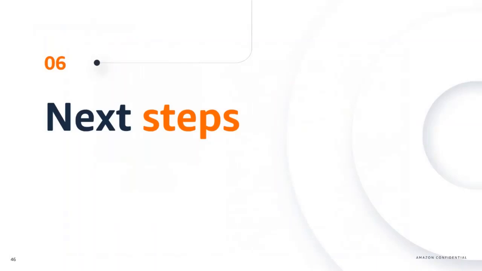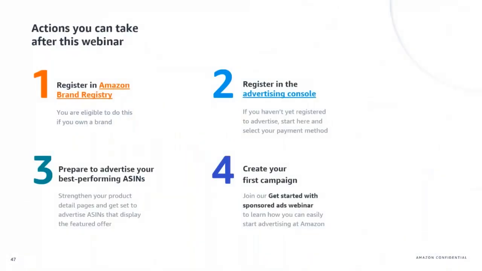So now we'll begin to wrap up by looking at the next steps that you can take, depending on where you are on your advertising journey. So if you're not advertising yet, get started. Join our Introduction to Sponsored Ads webinar for a more detailed education on the basics and a live demo on creating your first sponsored products campaign. Register on Amazon Brand Registry and run an audit on your product detail pages and make sure that you implement all the recommendations that we talked about here today. And then I would make sure that you register in the Advertising Console and create your first campaign.